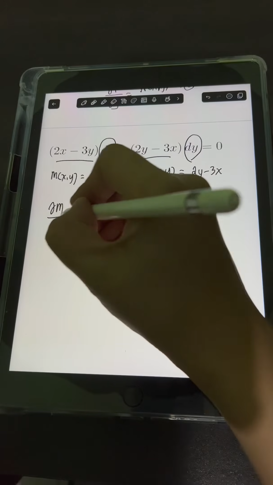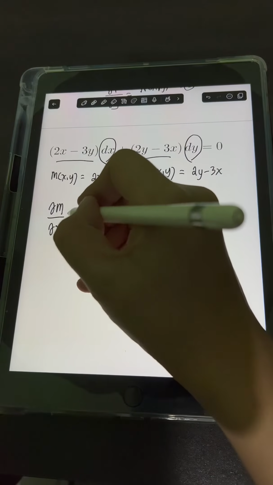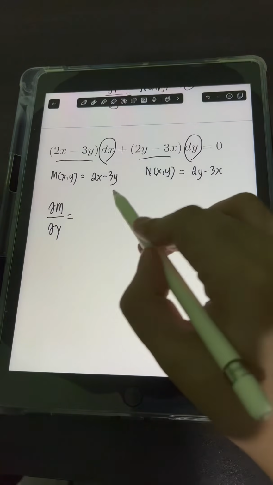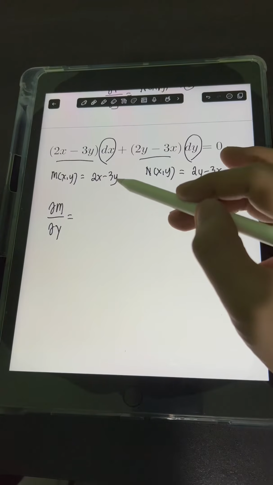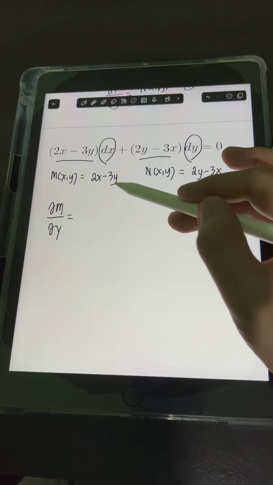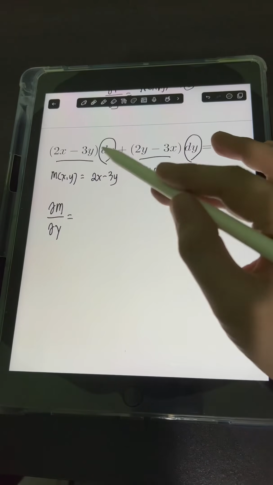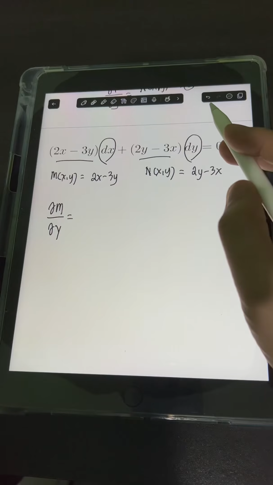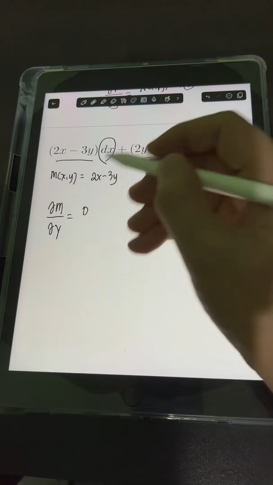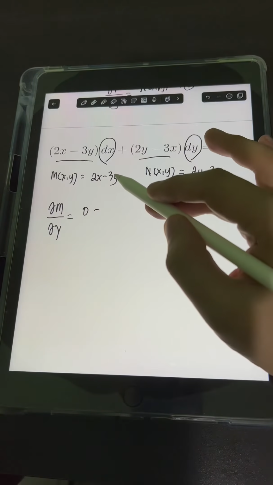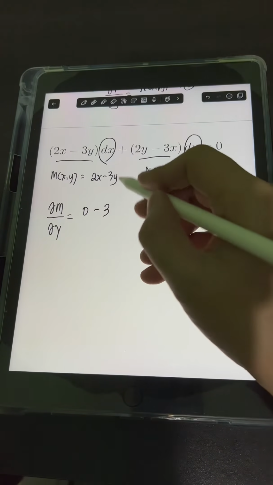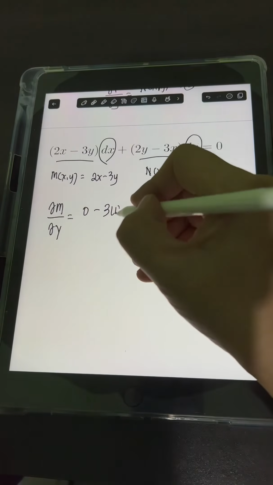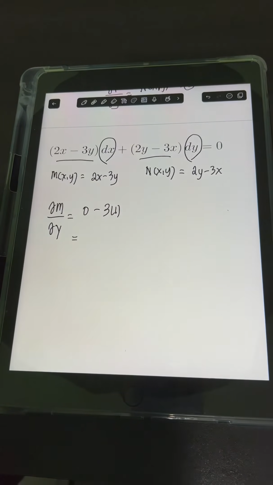Let's get the partial derivative of M with respect to y. When we say partial derivative of M with respect to y, we will treat all the variable x as constant and we will differentiate all the variable y. So for the derivative of 2x first, since it's just a constant, its derivative is 0, minus, for the derivative of 3y, we will have 3, just copy since it's just a constant, times the derivative of y, which is 1. So 0 minus 3 times 1, it's just negative 3.